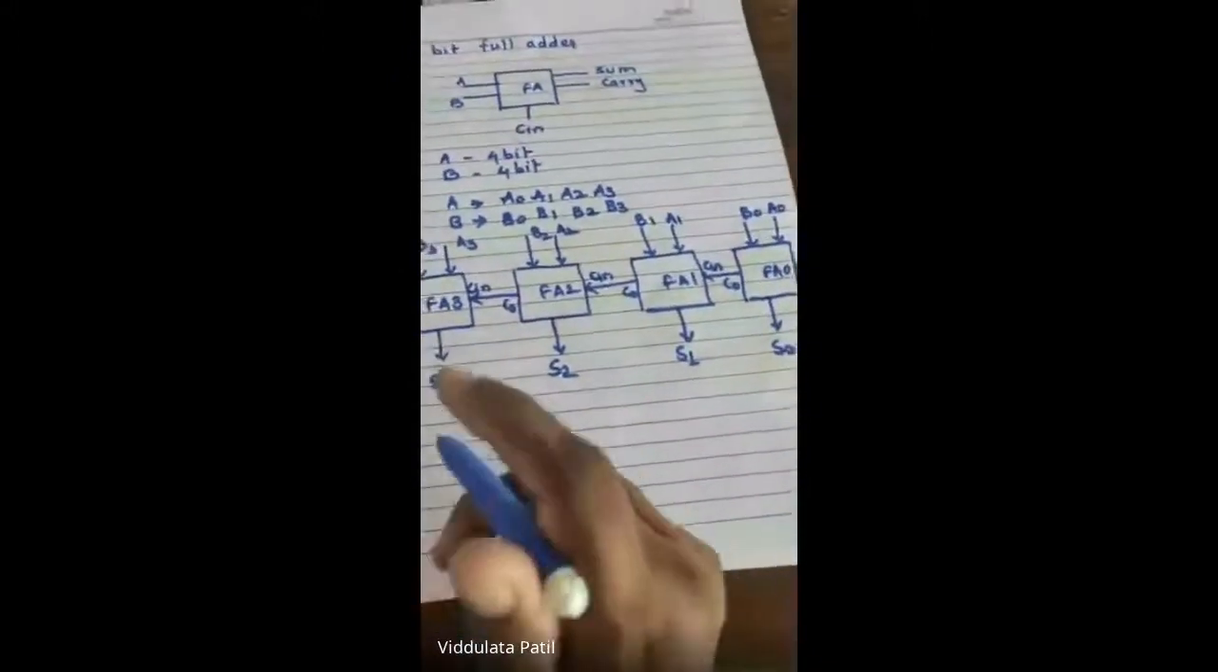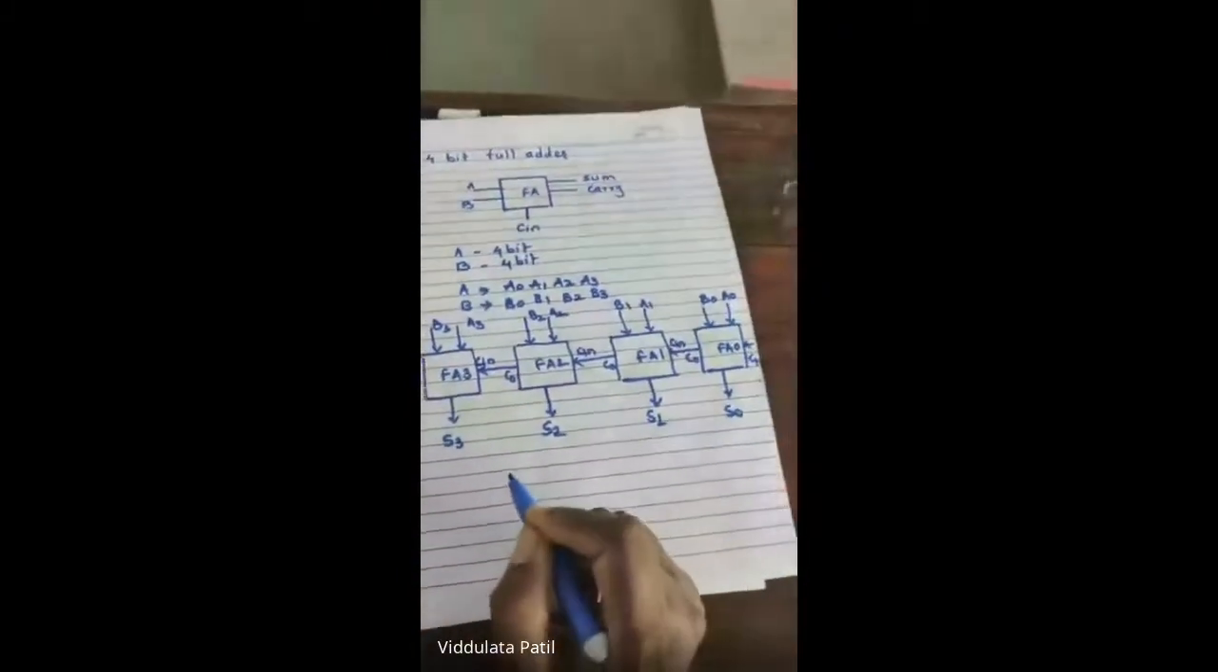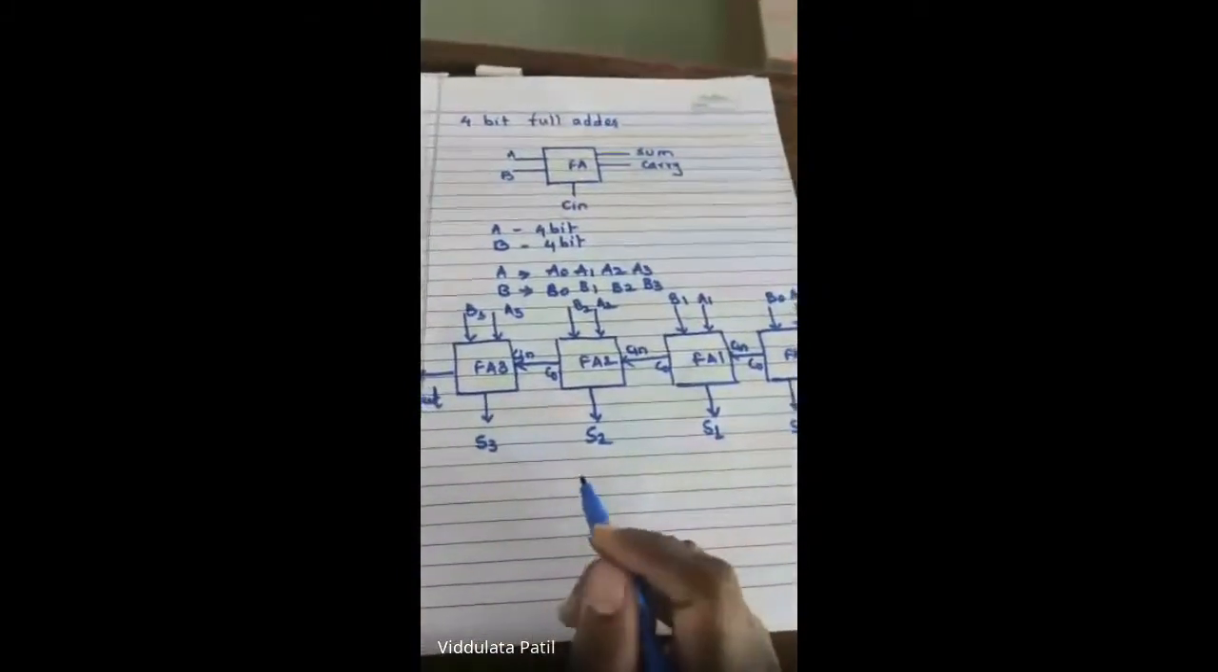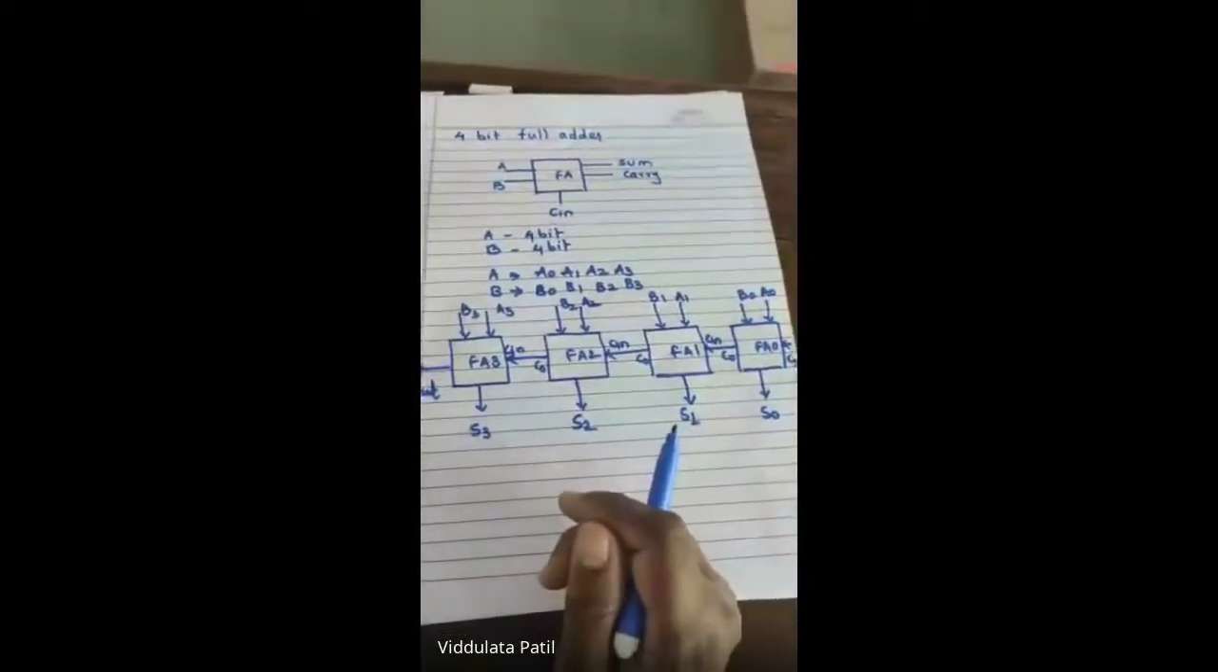Have you understood this 4-bit full adder circuit? All of you understood this 4-bit?